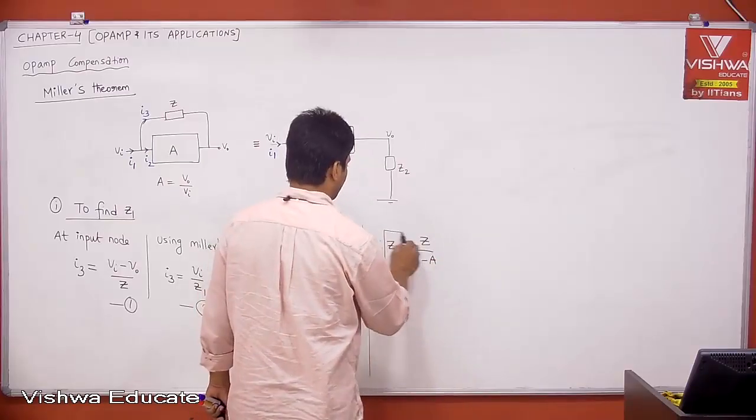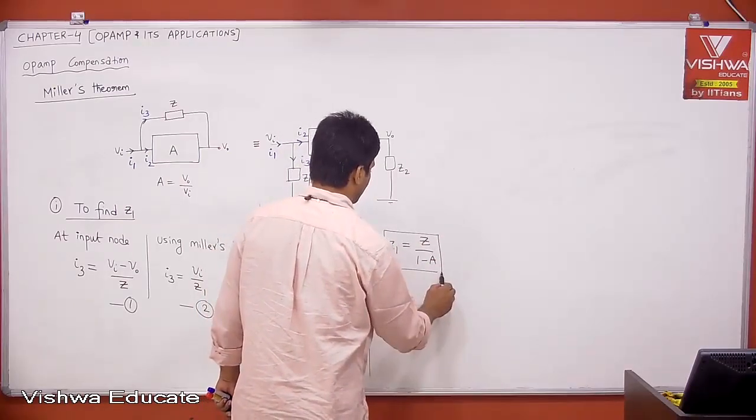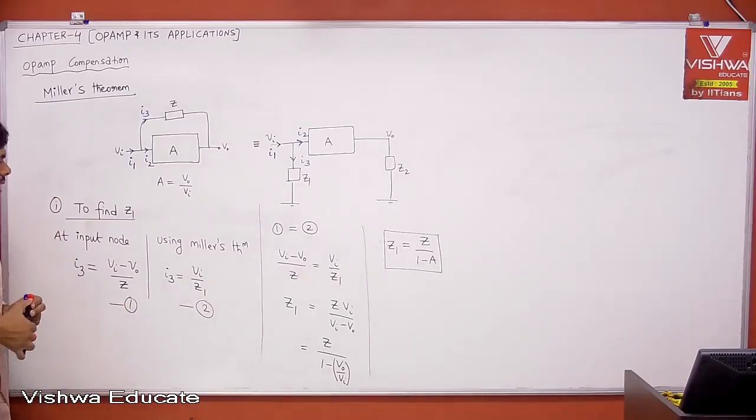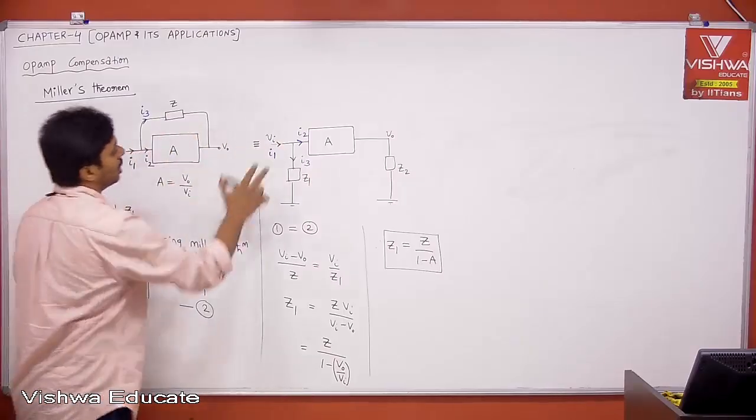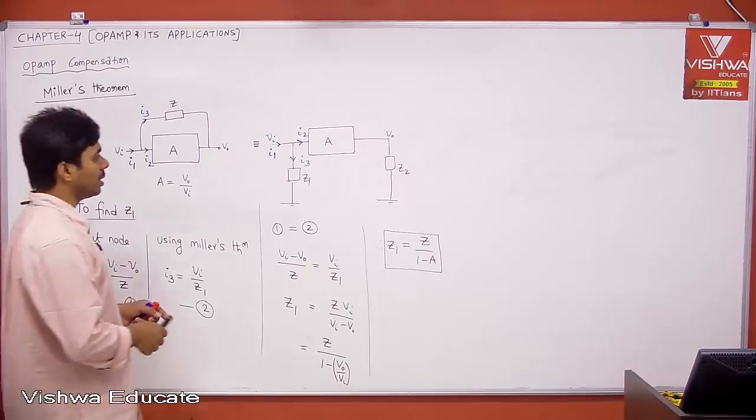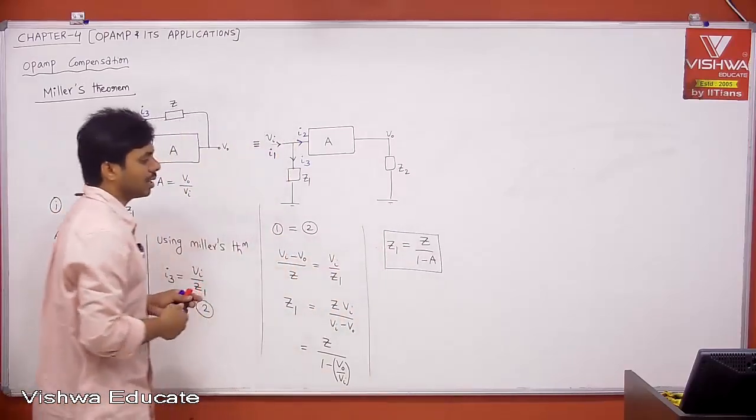This is Z1. See, this is based on network analysis. This is what is given by Miller. That's why this is called Miller's theorem. Miller derived this and then equivalently told that this is what you can equivalently represent. Then Z1 is nothing but Z divided by 1 minus A.